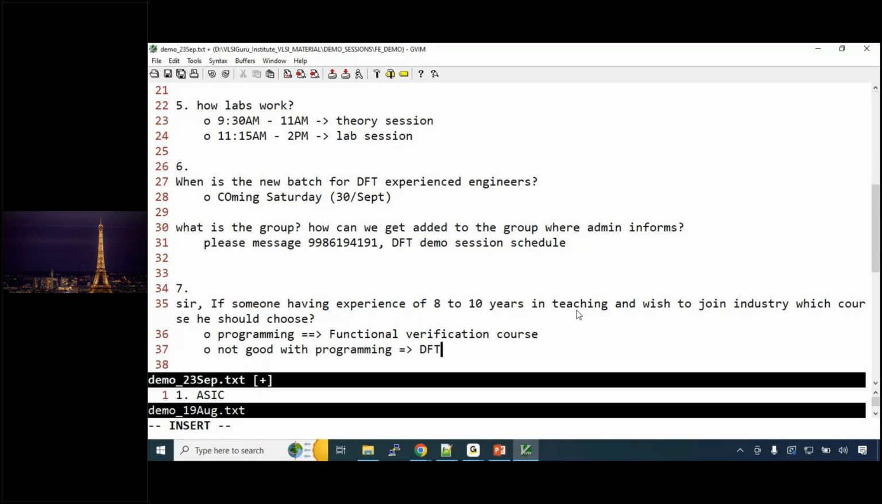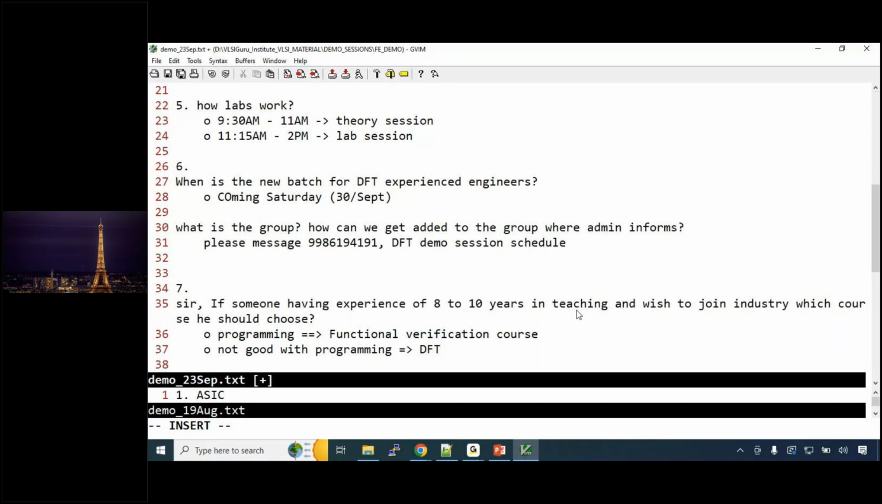DFT is one domain where you don't need any programming, and you don't need any semiconductor basics either. You don't need to know what is CMOS or what is FinFET, because it is a technology used for finding manufacturing defects, and to find them you don't need any semiconductor concepts. Whereas a physical design engineer requires a lot of concepts. He needs to know CMOS, FinFET, short channel effect, current, voltage, circuit theory, everything. A DFT engineer doesn't need to know.